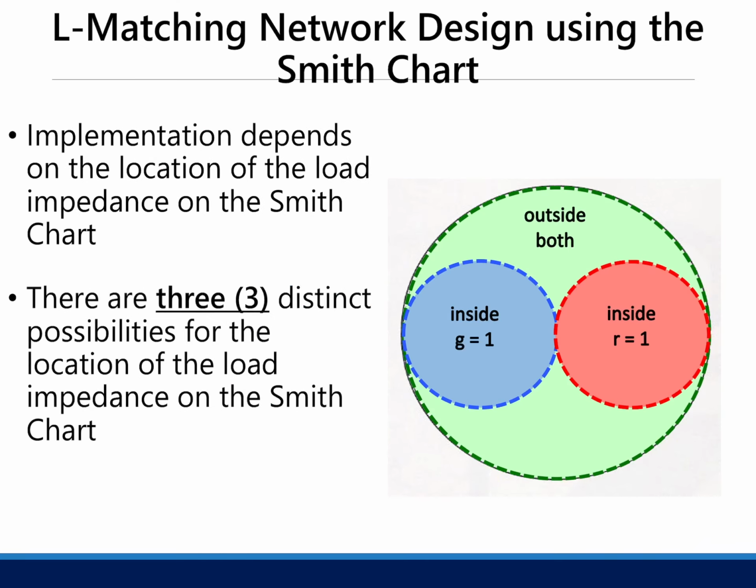Okay? And what type of matching you will use depends on where you will locate your load impedance. Is it inside G equals 1, is it inside R equals 1, or is it outside both of them? So those are the three distinct regions we'll use. So what type of matching network you use depends on where your load impedance is.